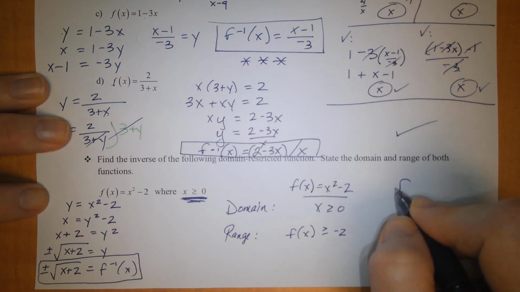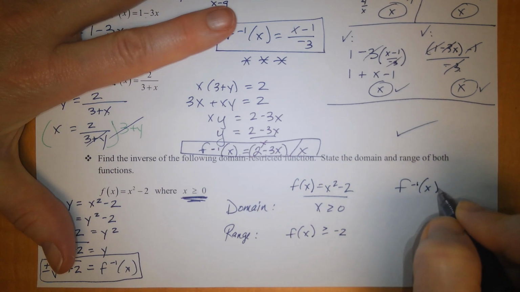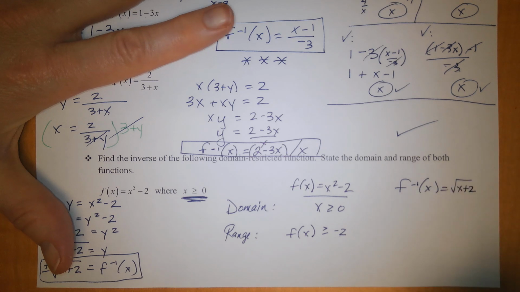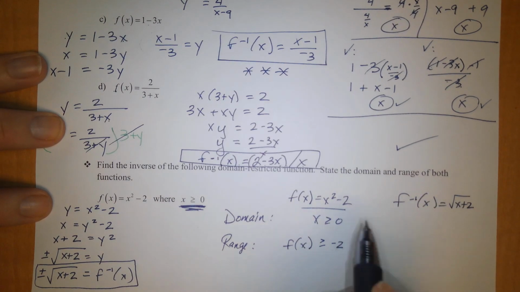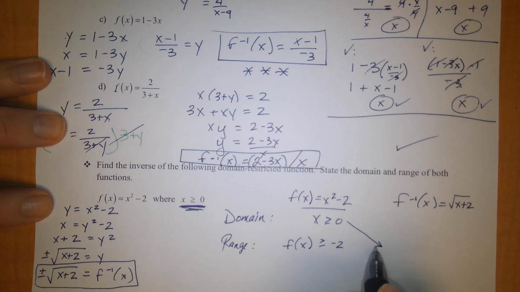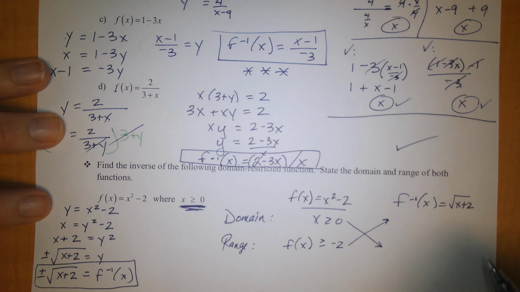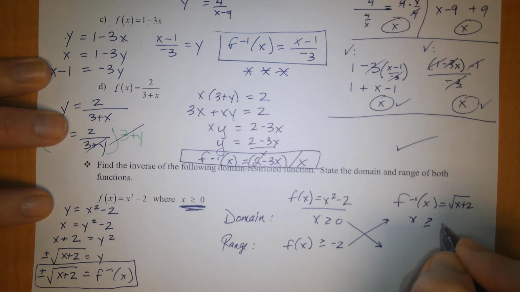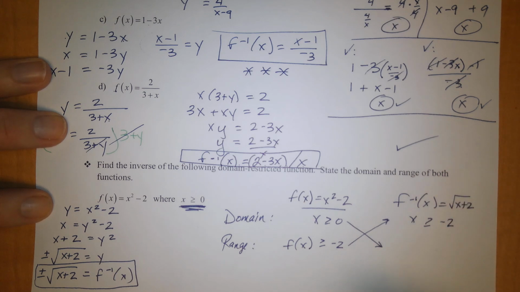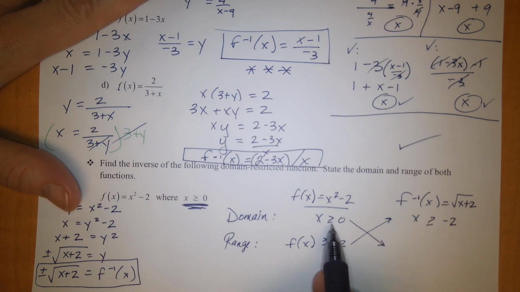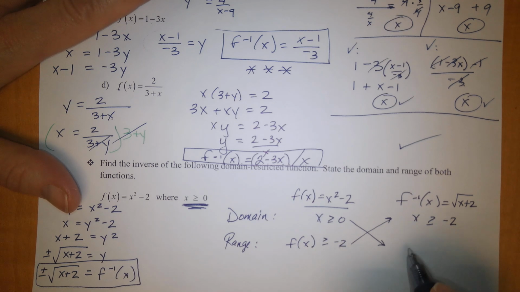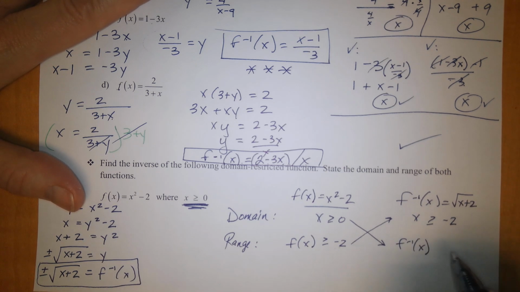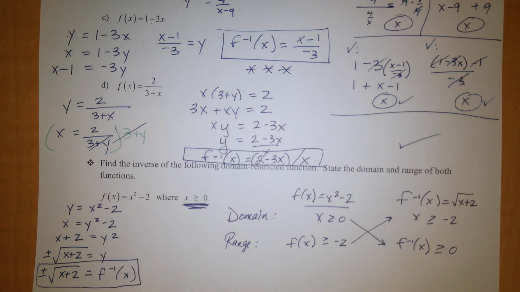Now when we look at the inverse, the domain of the original function becomes the range of the inverse, and the range of the original function becomes the domain of the inverse. So since my range, my y, had to be greater than or equal to -2 for my function, that means x has to be greater than or equal to -2 for my inverse. Since x had to be greater than or equal to 0 for the function, that means y has to be greater than or equal to 0 for my inverse.